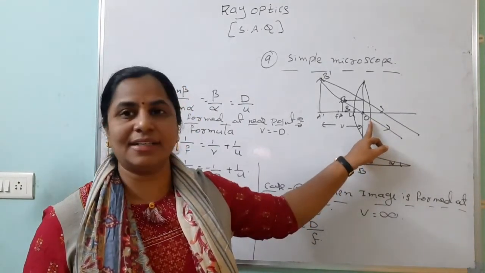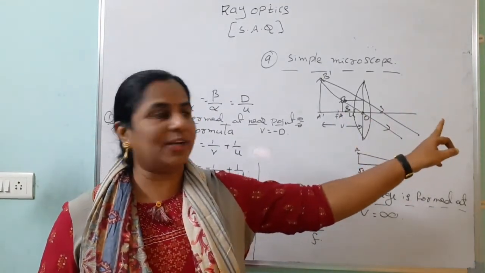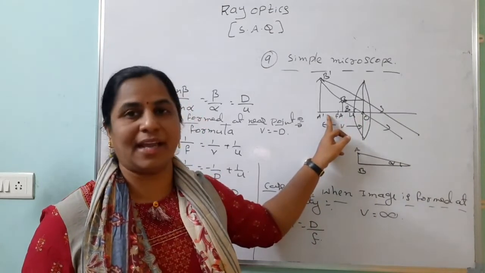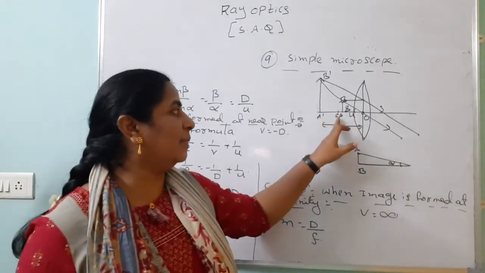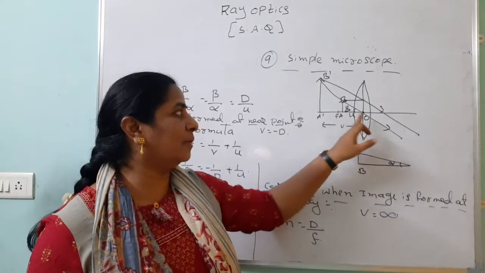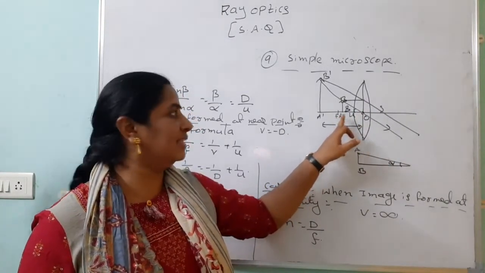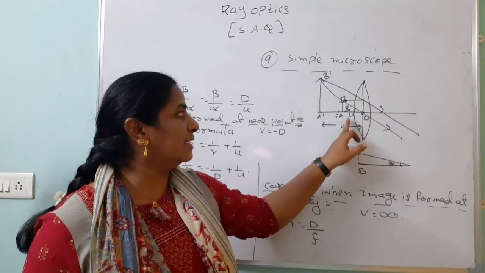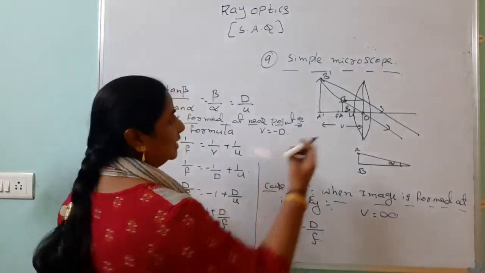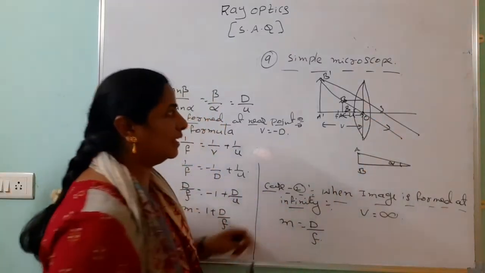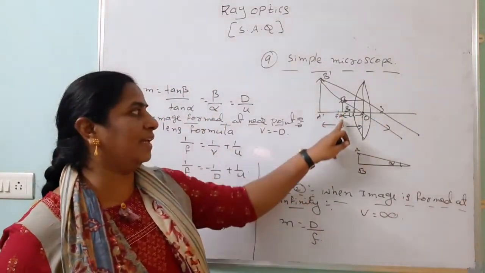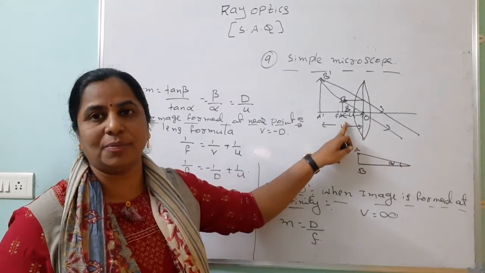This is optic center. The line which is passing through the optic center is called what? Principal axis. Now where are we placing that object? We are placing the object in between the optic center and focal length. See, this is the object. This is the object distance. It is represented by u. The distance between this optic center and the object AB is called the object distance.